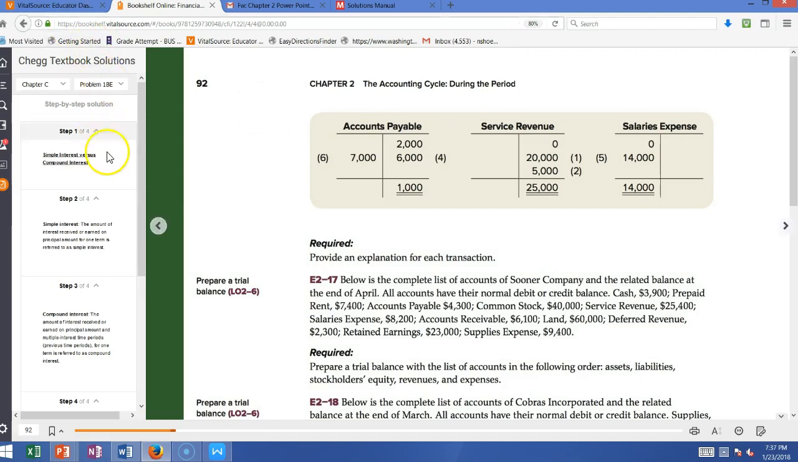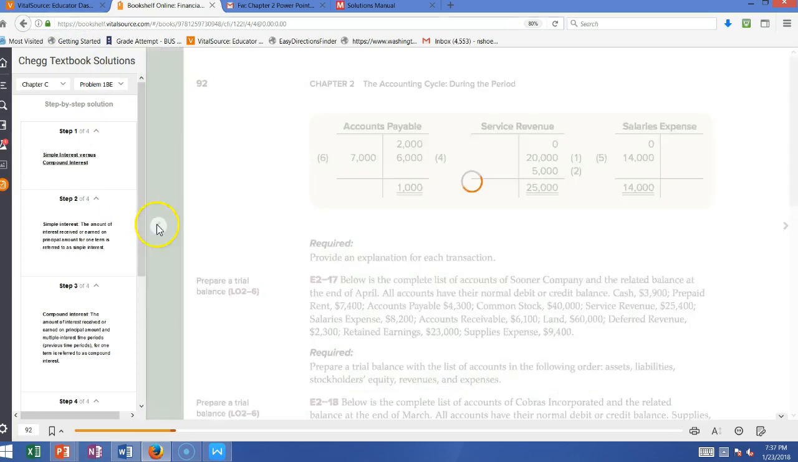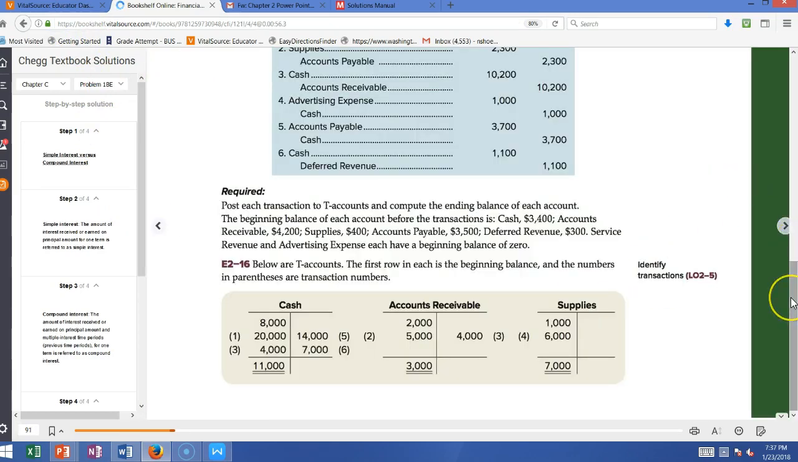That's it, right? So basically, guys, what you're doing is gaining an understanding of these transactions and probably what happened. Does that make sense?